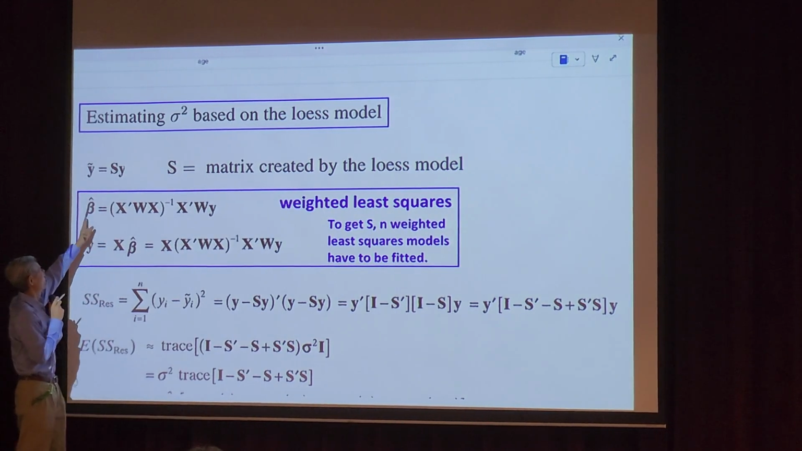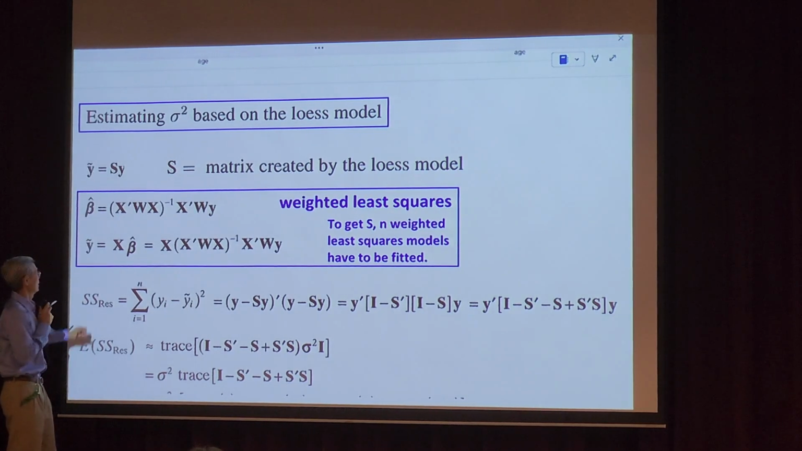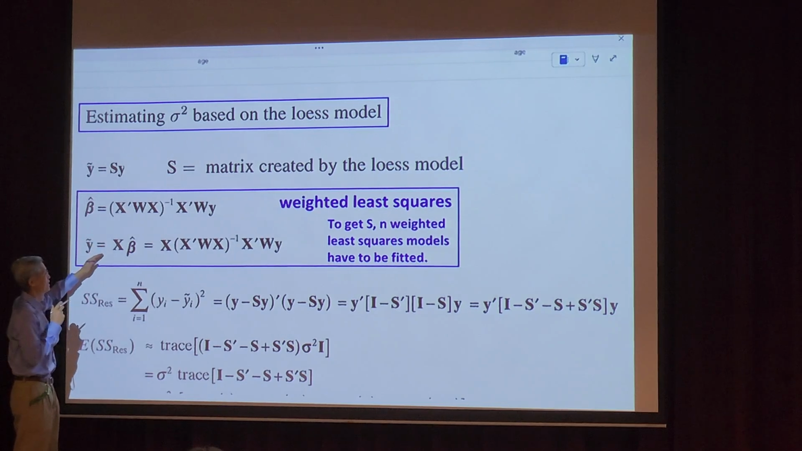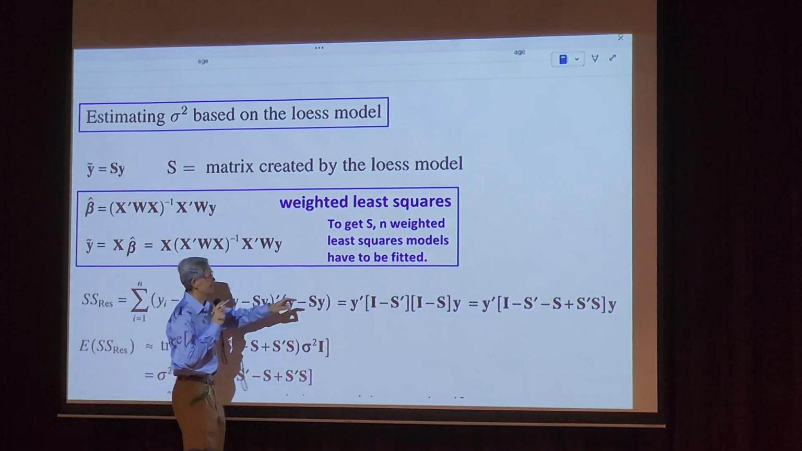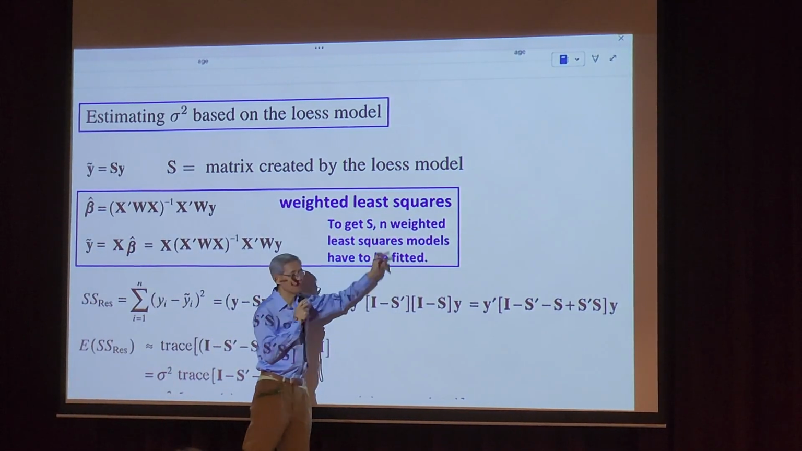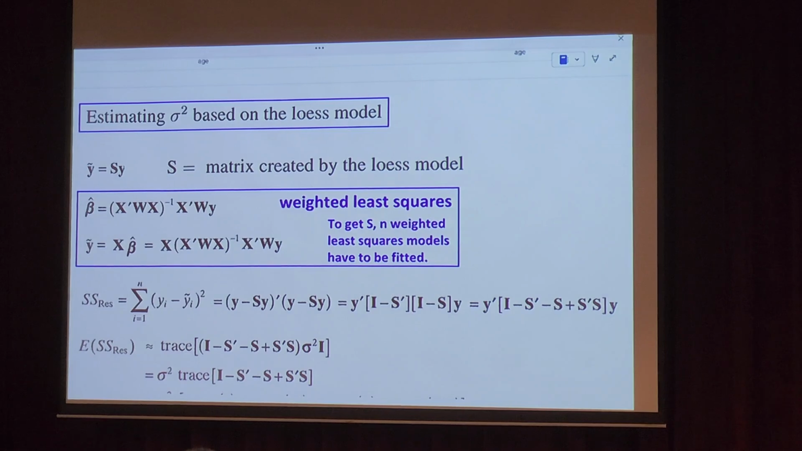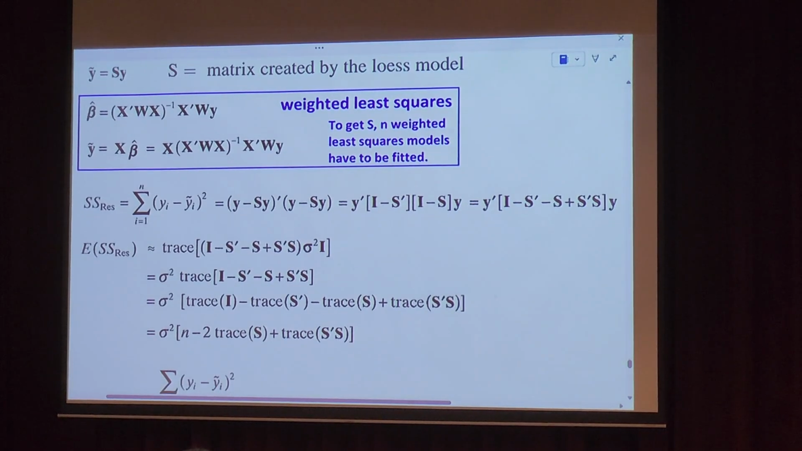And every time you fit a model, you get a beta hat, and then you can calculate this. But that is for y1. Then for y2, you fit another model. That's why I say you need n weighted regression models to get it. All right.